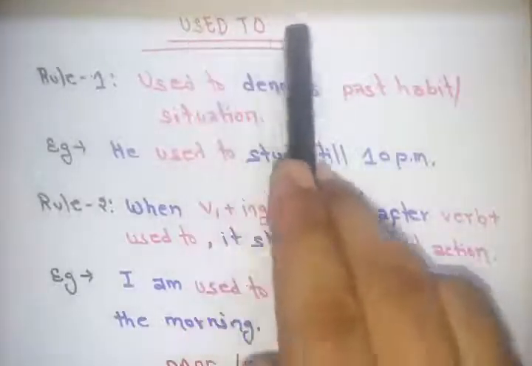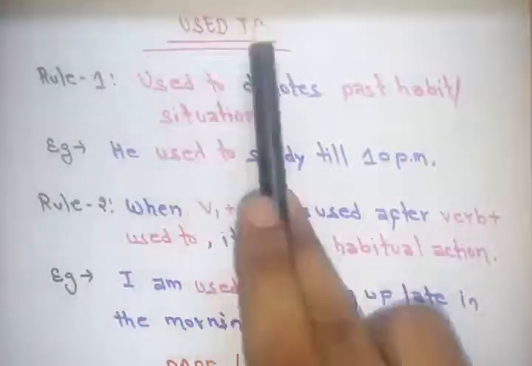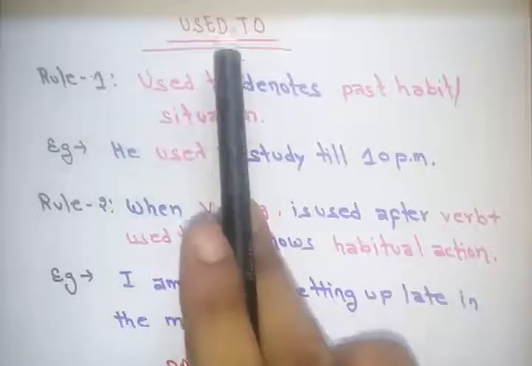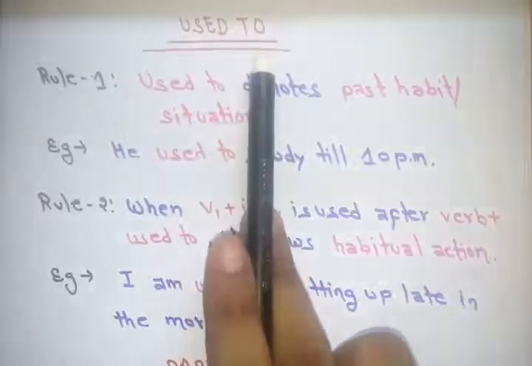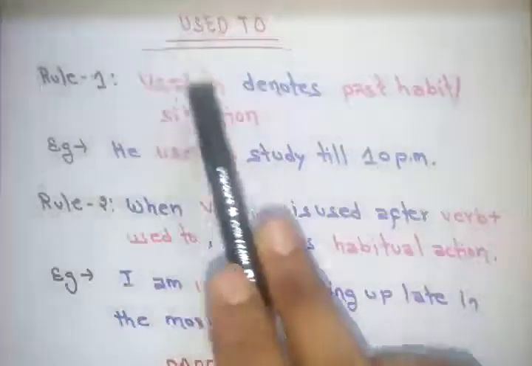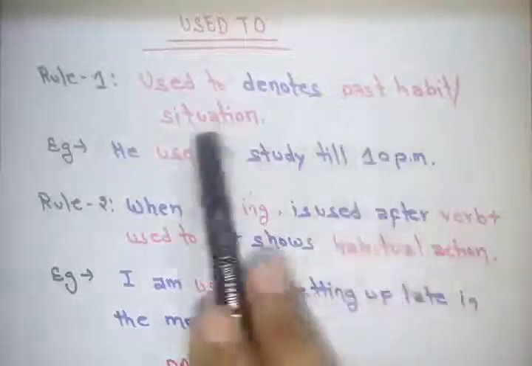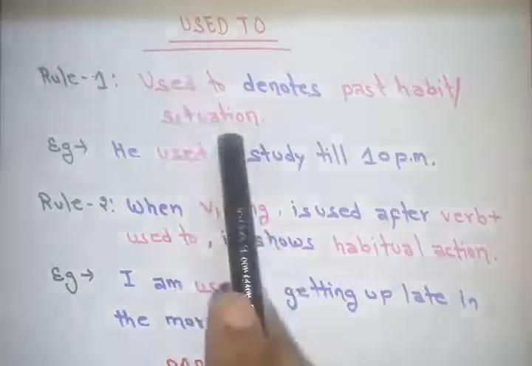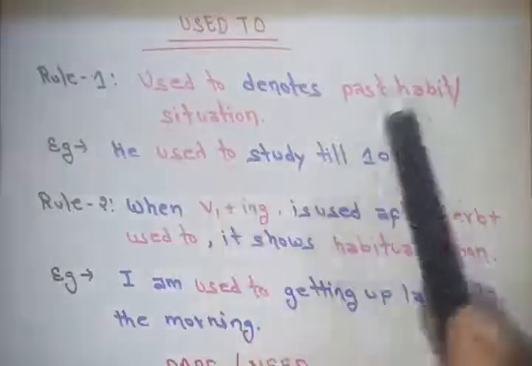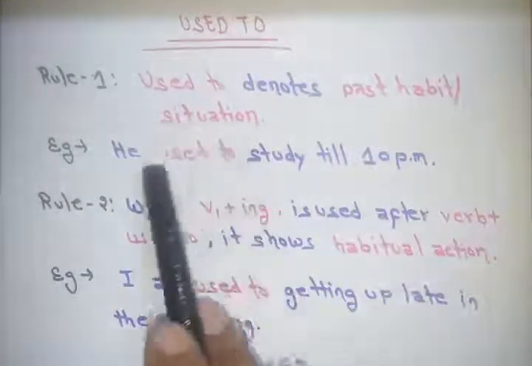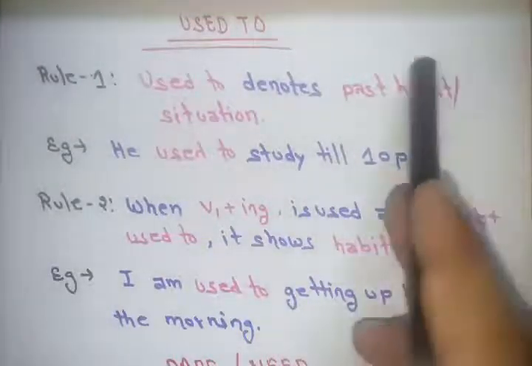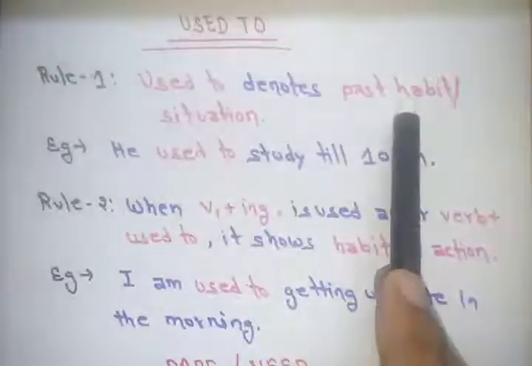Now we will talk about used to, need and dare. These are three marginal auxiliary verbs. So used to, rule number one: used to denotes a past habit or situation. For instance, he used to study till night. So he used to study till 10 p.m. So it shows the past habit.